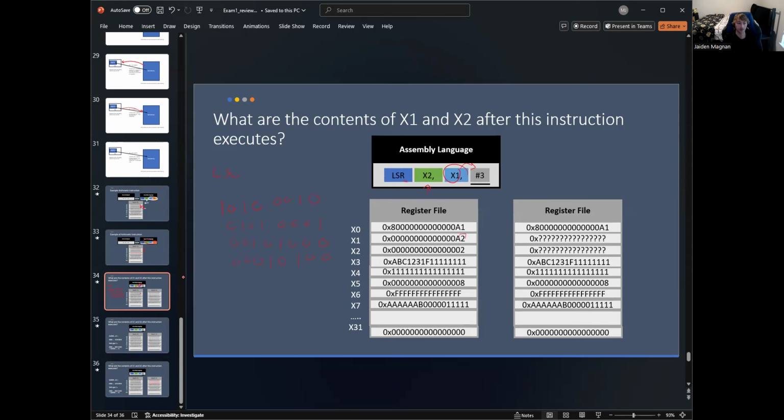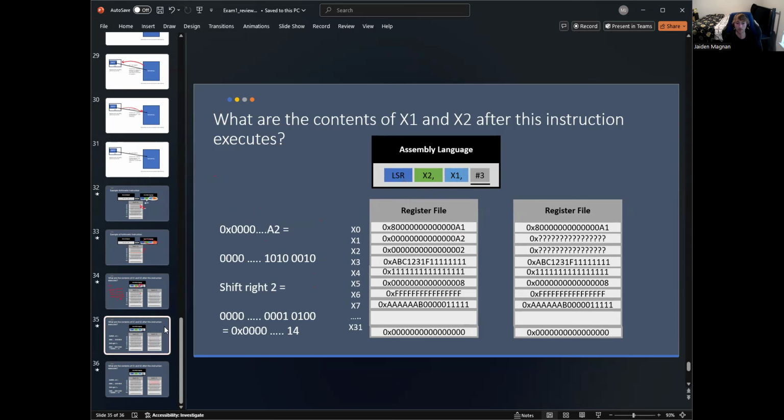And then what you're going to do is convert it back into hex. So 0, 1, 0, 0 is 1, and 0, 1, 0, 0 is 4, so it's 1, 4. Right there.